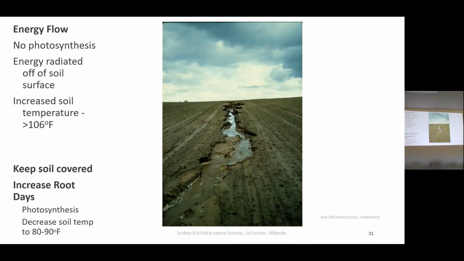On bare soil, we have no photosynthesis. We are not capturing that solar energy and creating food with it. Solar radiation hits that bare soil, bounces off, increasing temperatures. Bare soil can be up to 160 degrees on a hot sunny day. Soil microbes quit functioning at 160 degrees.